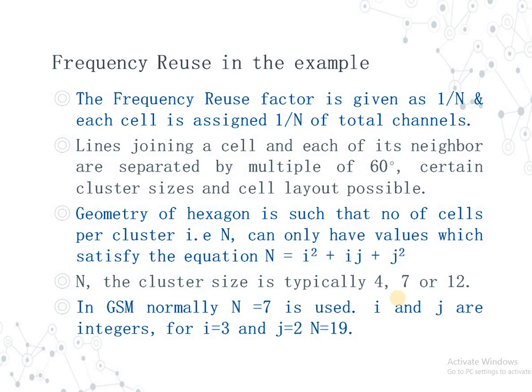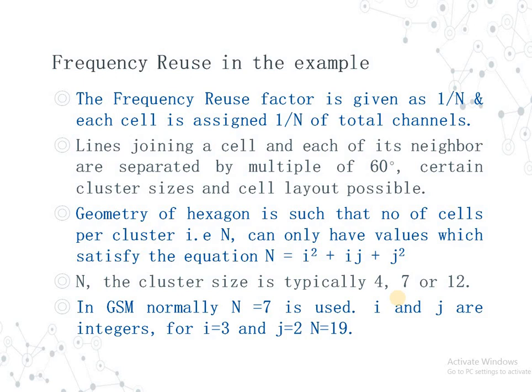The geometry of a hexagon is such that the number of cells per cluster, that is n, can only have values which satisfy the equation n is equal to i square plus ij plus j square. In a particular hexagonal geometry, we define n as the number of cells in a particular cluster. And how can we determine the value of n? It can be determined by this equation, that is i square plus ij plus j square.